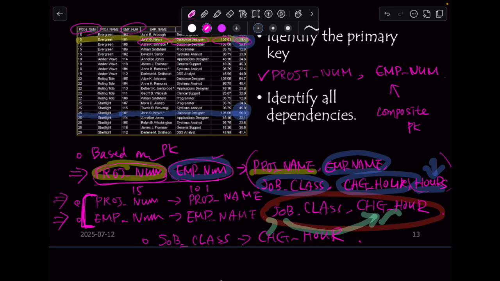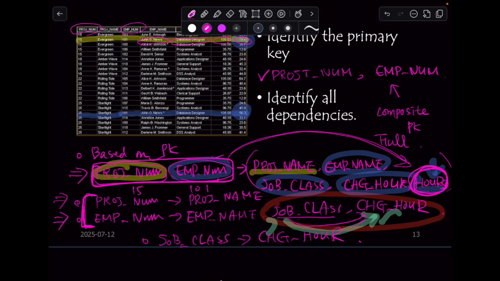But here, hours is still determined by both the project number and the employee number. The dependency from project number plus employee number to hours is called a full functional dependency. Lastly, we found the connecting dependency from job class to charge hour. So found here, this is called a transitive dependency.